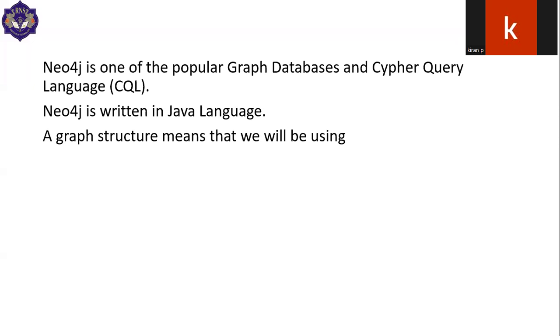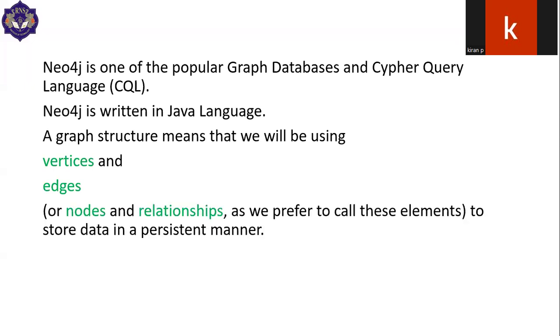A graph structure, as discussed earlier, will have nodes and edges, or we can call them vertices and edges. Nodes represent the data, and the connectivity is represented as relationships.